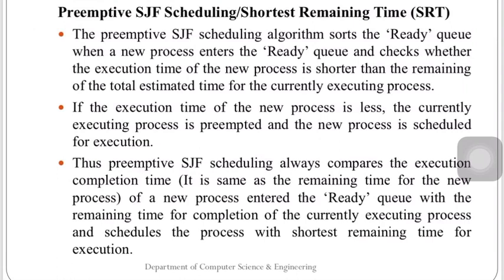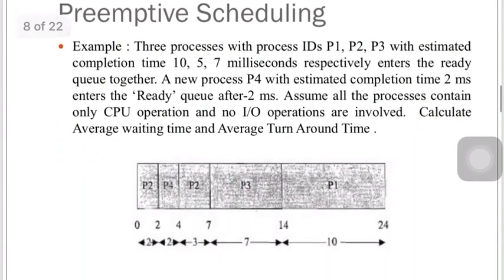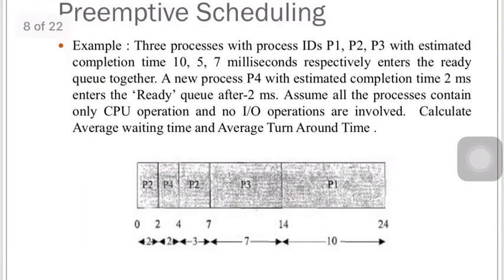But if suddenly a new process enters the ready queue, then again it will check whether the currently running process is left with more time, or the new process that entered will take less time. So the one which is taking lesser time to execute will go first. Okay, you will be clear with the example. So let's discuss one example. You will be more clear about what is shortest job first.